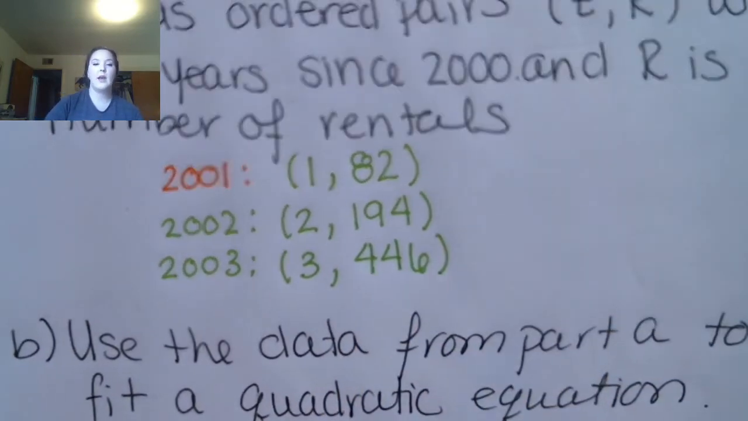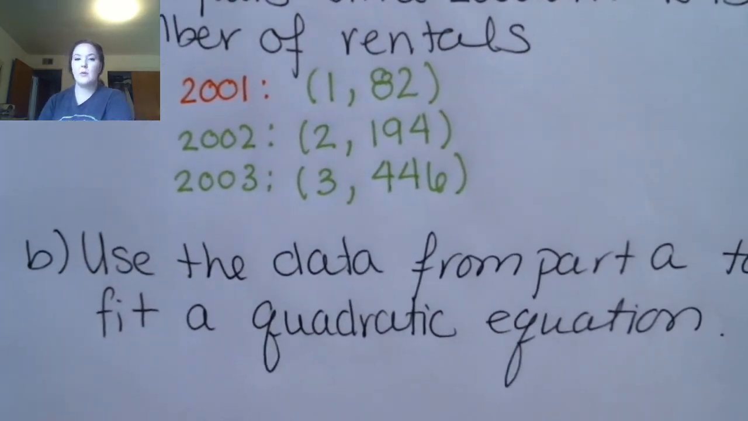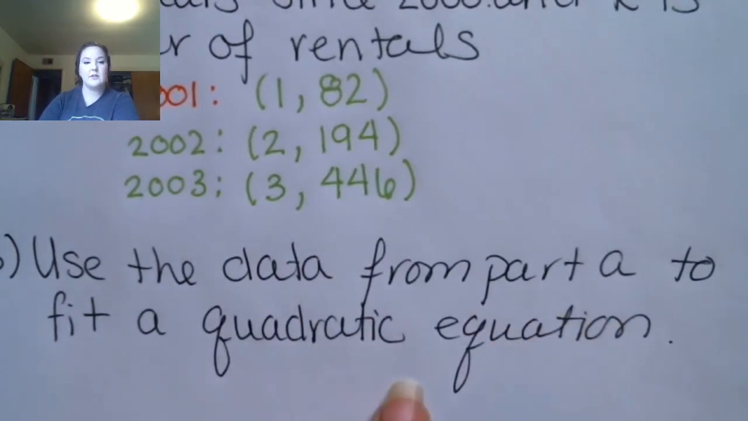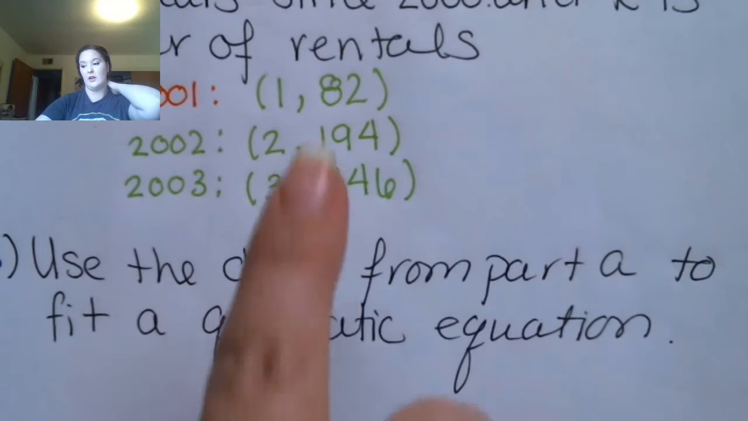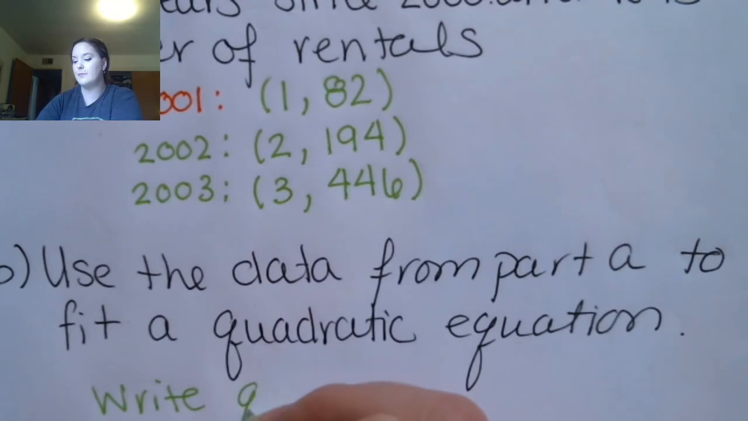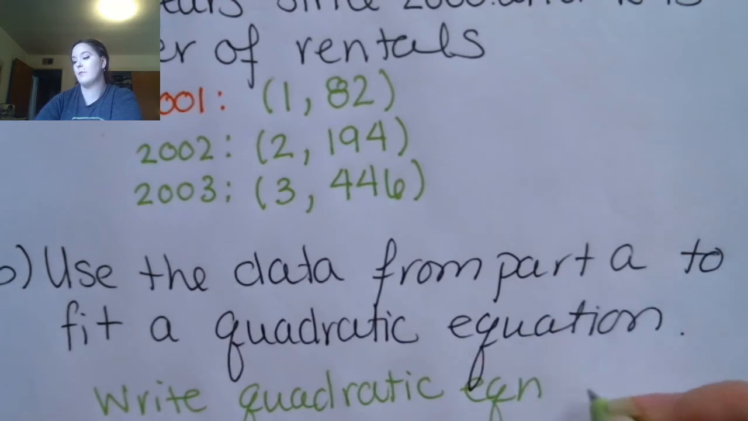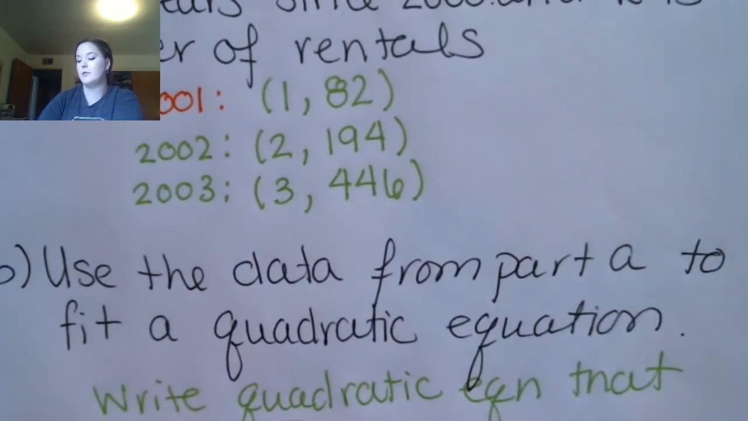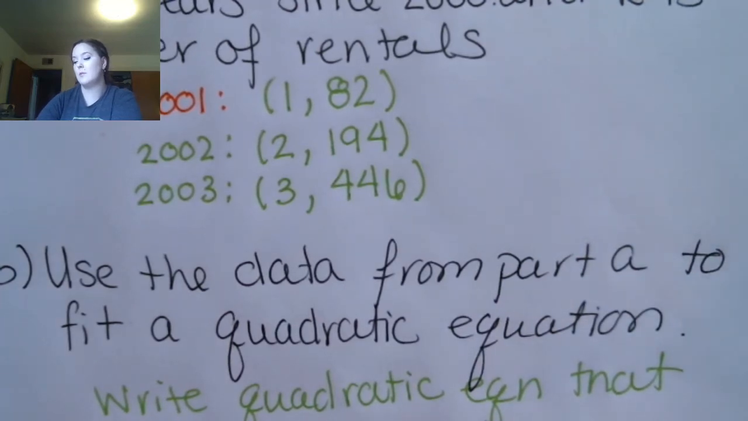Okay, so now we have these 3 ordered pairs, just like we did in the previous example. So now we're going to use those 3 data points to fit a quadratic equation, right? So this is a different way of asking us to write a quadratic equation that goes through these points. Okay, so that's what we're doing here. We're writing a quadratic equation that goes through these points.